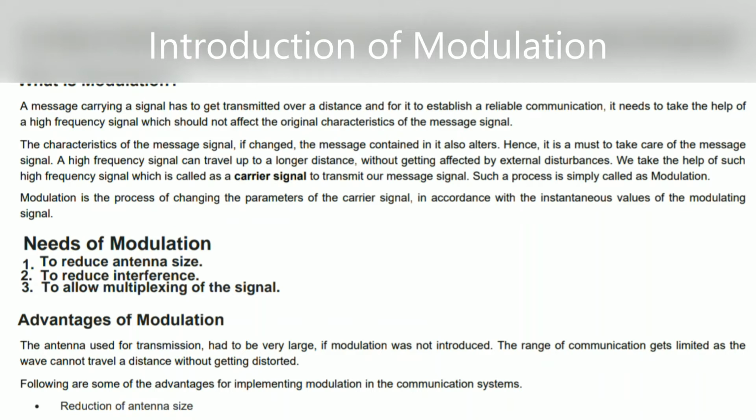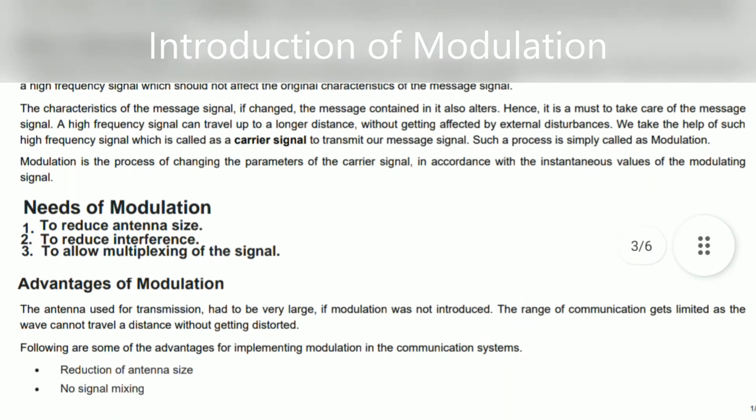Number two, to reduce interference. Suppose multiple users are sending their signals through a single channel, then there is a high chance of interference with each other. If modulation is done for each signal, then the frequencies will differ from each other, so the interference could be removed.